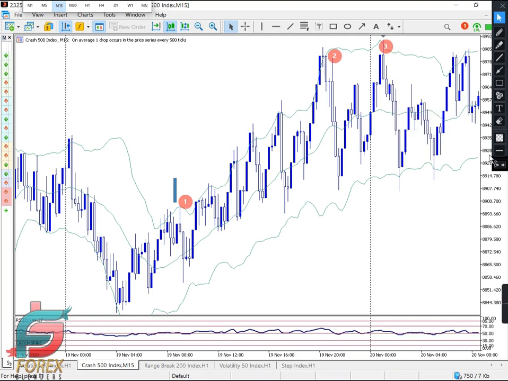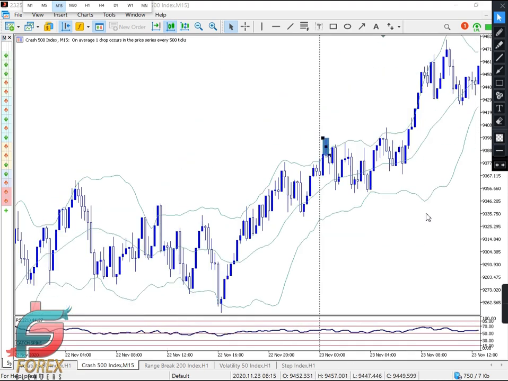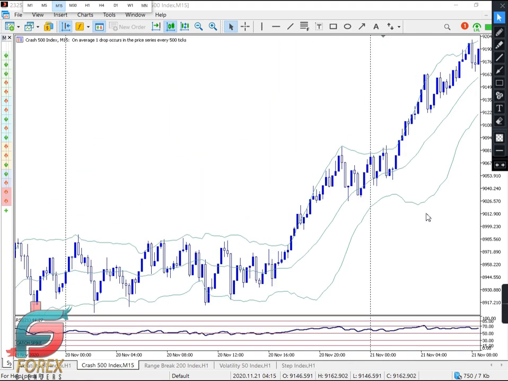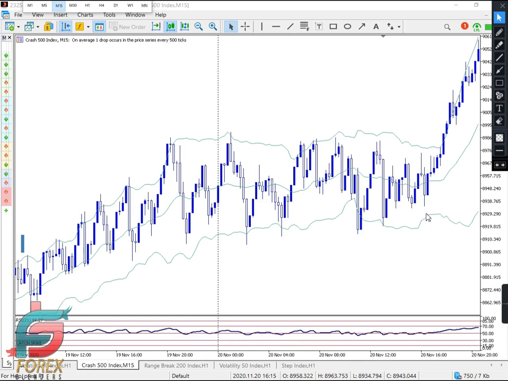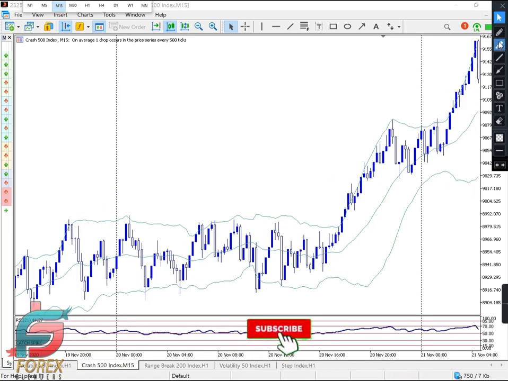So I'll go forward and see a few setups. There are some setups that I highlighted, like this one. Though this is not a nice rejection, it still could have worked.